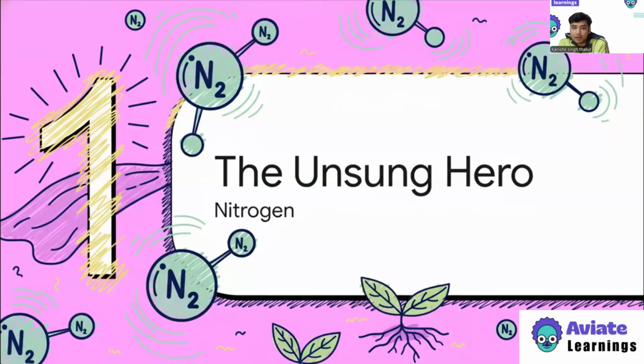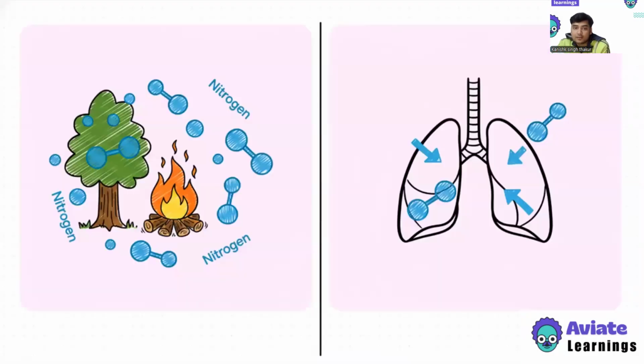So let's study nitrogen. This is our unsung hero. Now what is nitrogen responsible for? First of all, it is responsible for organic life also, like the bacteria in the soil and all the plants. These are all made up of nitrogen. You must know that protein is the building block of life, and for protein you require amino acids, which contain a majority of nitrogen.